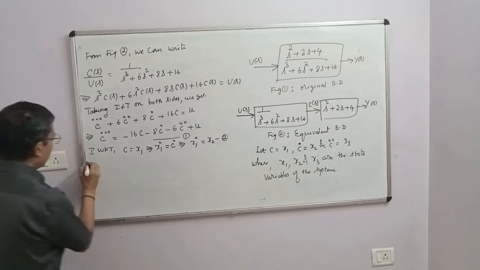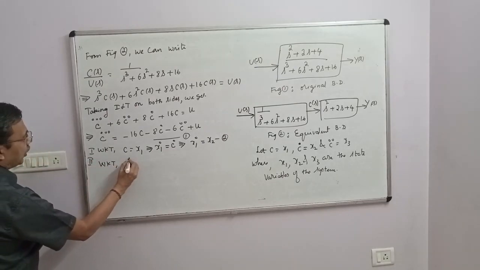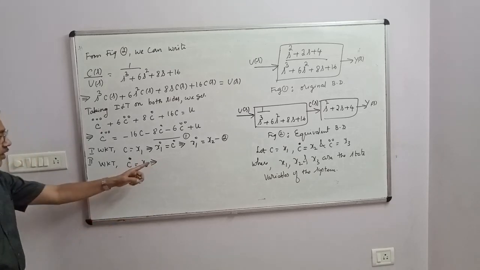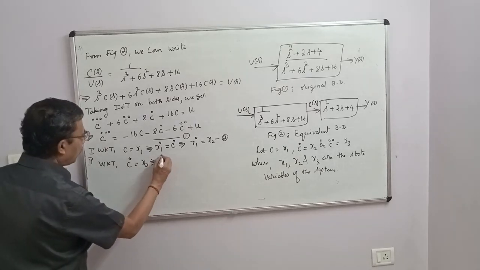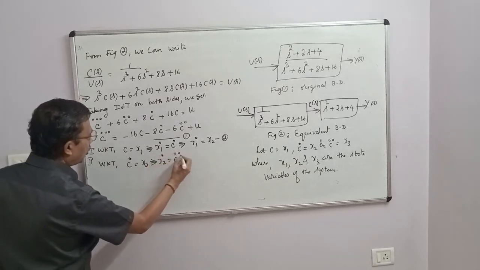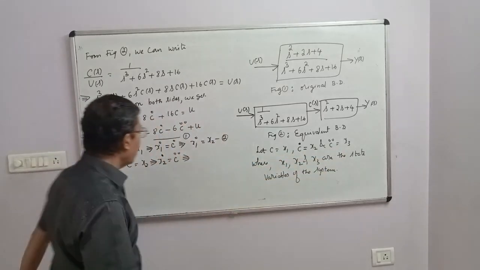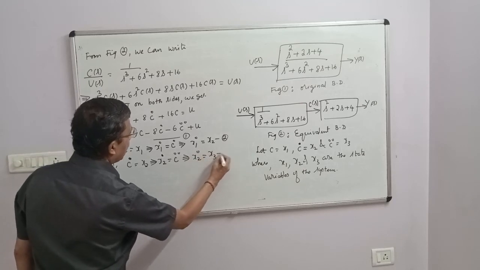Equation 2. Second step. We know that C dot is equal to x2. Differentiate both sides again with respect to t. So you get x2 dot is equal to C double dot. What is C double dot? C double dot is x3. This implies x2 dot is equal to x3.